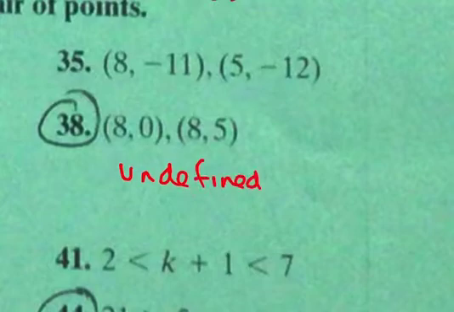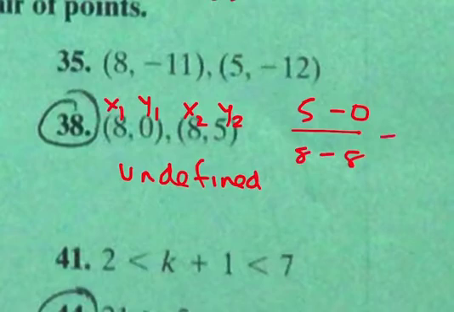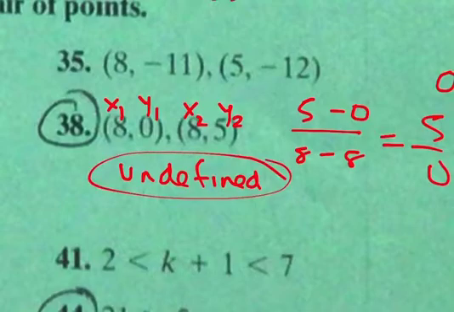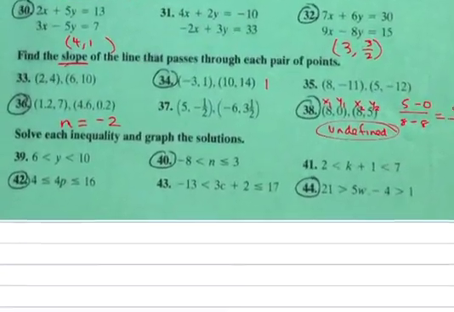Here's why it's undefined. You get y sub 2 minus y sub 1, 5 minus 0, over x sub 2, that's 8, minus x sub 1, 8. 5 over 0, you cannot, it's impossible. It's undefined. 0 cannot go into 5 ever. Okay, 42.